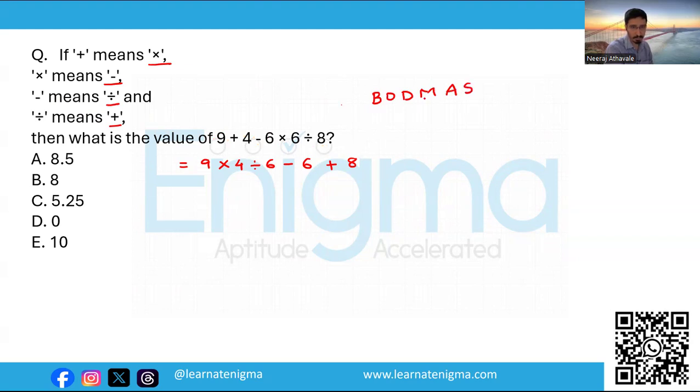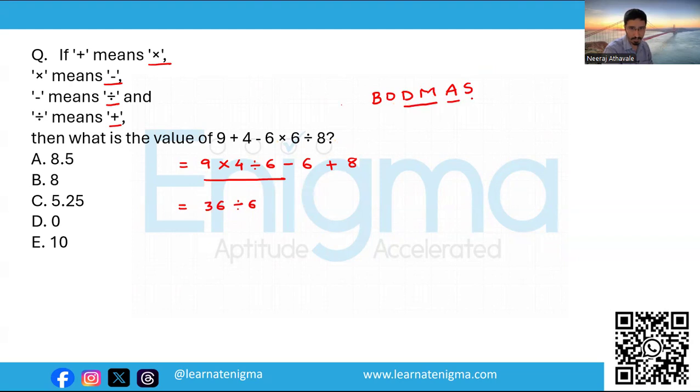Now always remember division and multiplication. Even if in BODMAS it is D first, M later, they are of the same level. So if you see over here, we have multiplication first and division later if we go from left to right. So do not follow this DM order, but whenever division and multiplication are there, always go from left to right. So 9 fours are 36 divided by 6.